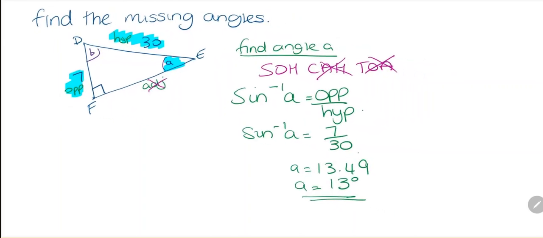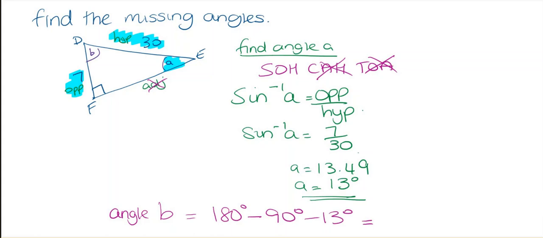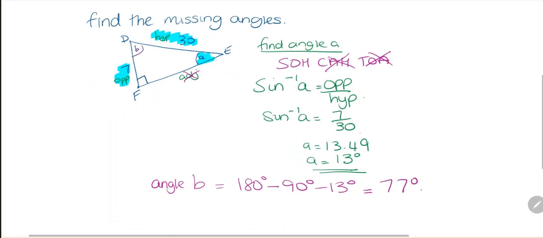Now, to find B, angles in a triangle must add up to 180. So angle B is going to be equal to 180 minus our 90 degrees minus 13. So we will have 180 minus 90 minus 13, and this is going to leave us with 77. So B is equal to 77.